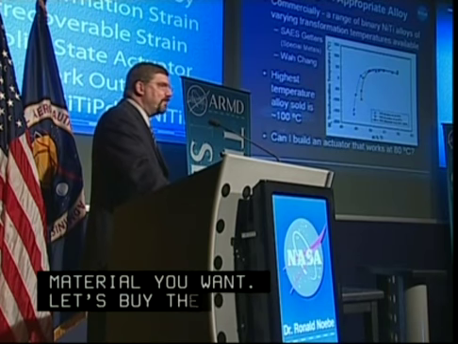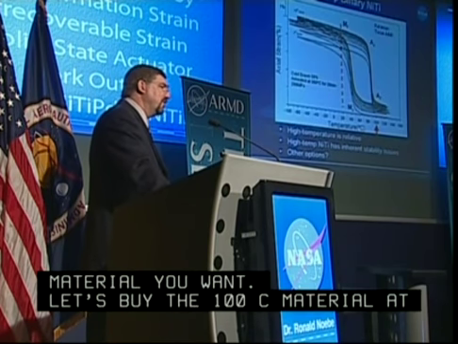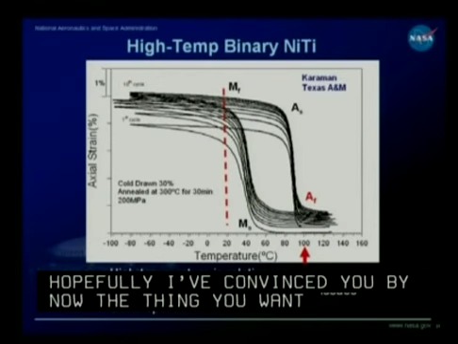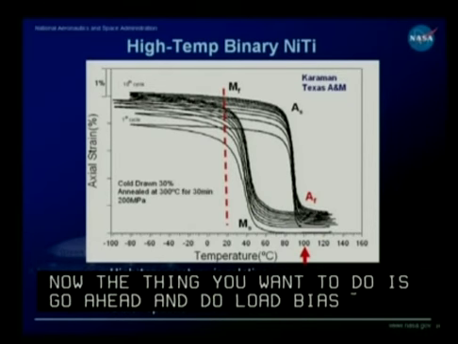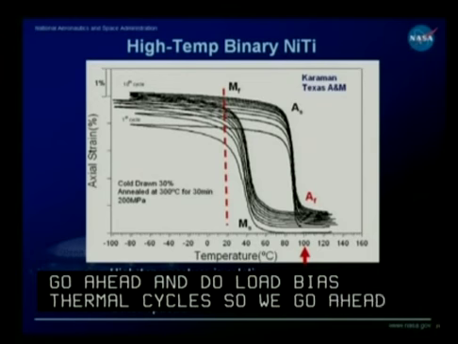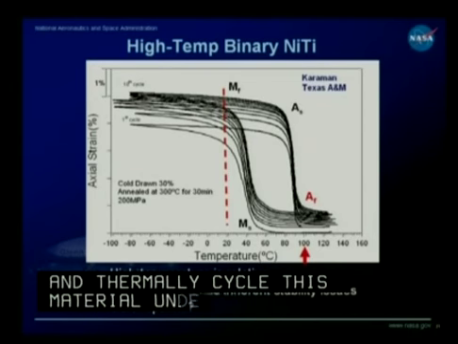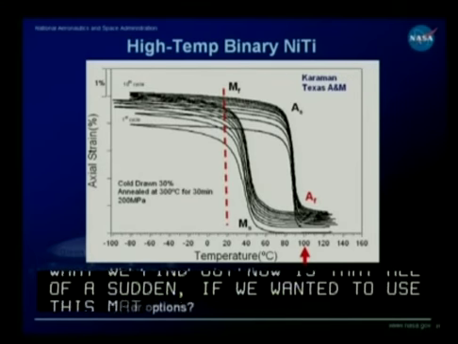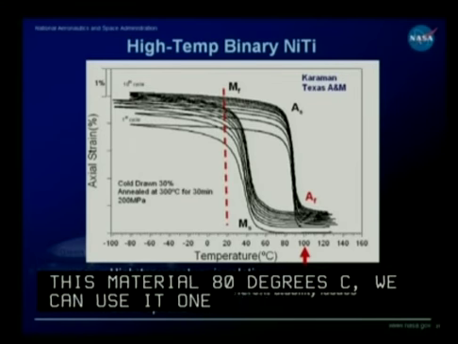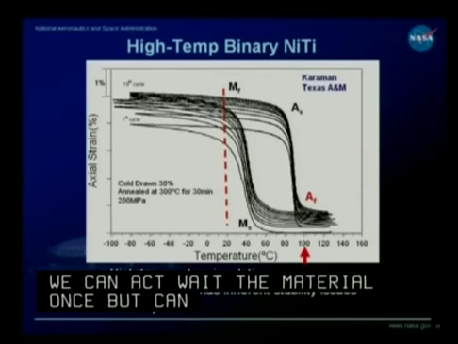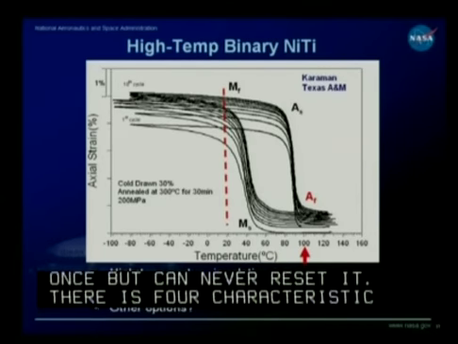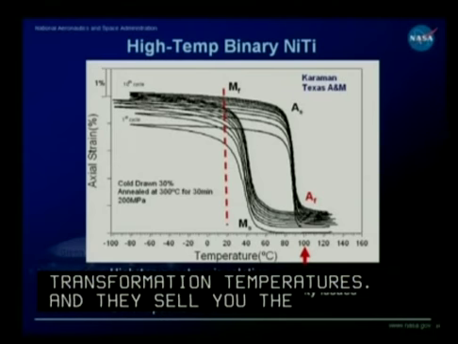If we have the next slide. Hopefully I've convinced you by now that the thing you want to do is go ahead and do these load biased thermal cycles. So we thermally cycle this material under load. And what we find out now is that all of a sudden, if we wanted to use this material at 80 degrees C, we could use it one time. We could actuate the material once, but we could never reset it. Because remember, there are 4 characteristic transformation temperatures, and they sell you the material by the austenite finish. They sell it to you by the highest transformation temperature.